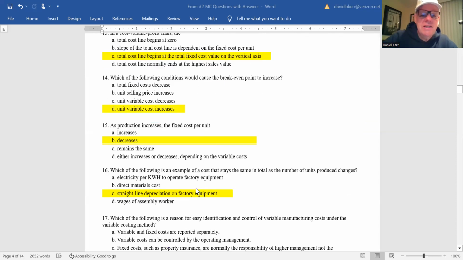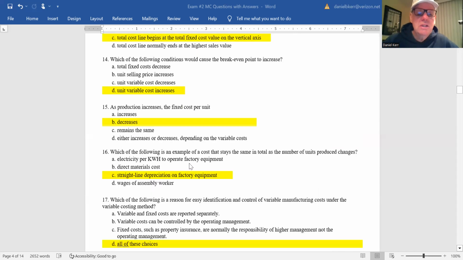16, which of the following is an example of a cost that stays the same as the number of units produced changes? Well, that would be depreciation, which would remain the same. All those other things would go up as the number of units change. So the answer there is C.